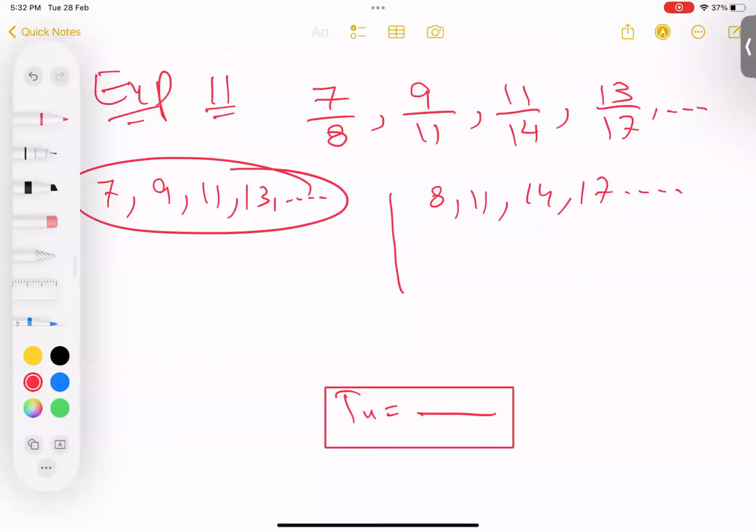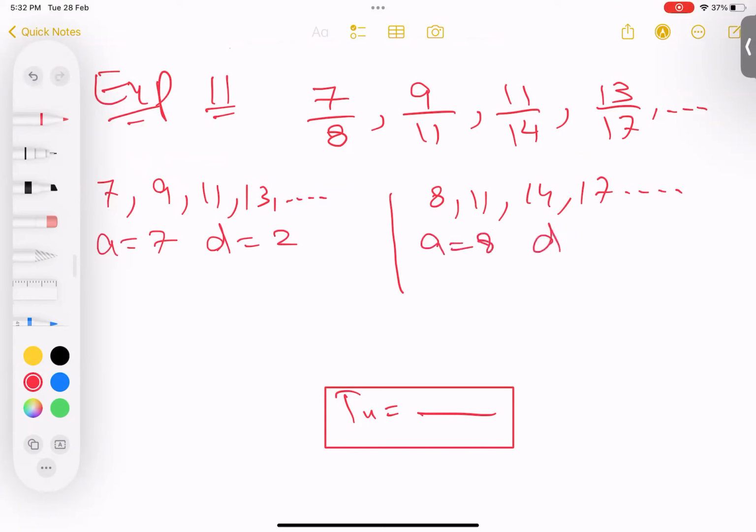What is in this sequence A? The first term is 7 and the common difference is 9 minus 7, 2. I'm writing directly. What is the first term here? It is 8. And what is the common difference? 11 minus 8 gives you 3. Even 14 minus 11, 3. Even 17 minus 14, 3. Very clear approach. Apply the formula.